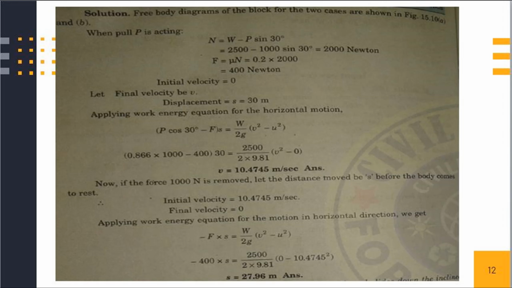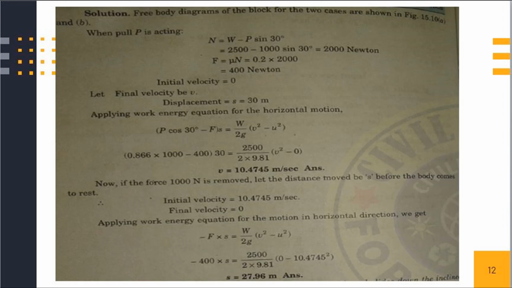Now, in the second case, if the force of 1000 Newton is removed, let the distance moved be S before the body comes to rest. Therefore, initial velocity u is equal to 10.4745 meter per second, and final velocity of the body must be 0. Applying work energy equation for motion in horizontal direction, we get minus F into S is equal to W upon twice G into V square minus U square. Therefore, we get S is equal to 27.96 meter.